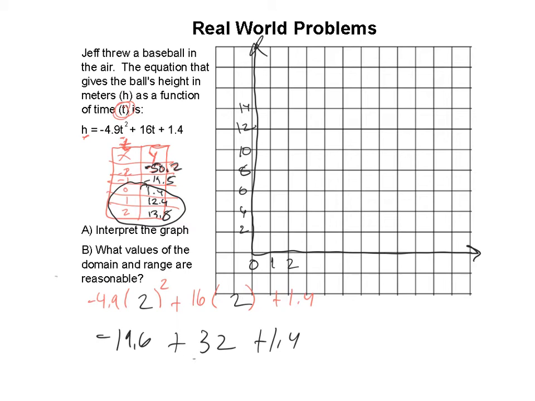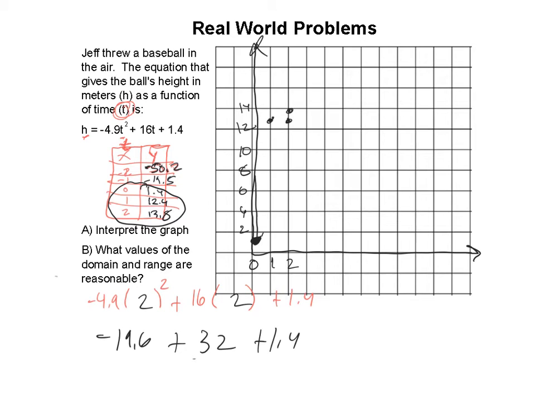So 0, 1.4. Makes sense. If someone's holding a ball, it's going to be held a meter or so in the air, right? 1.4. And then 1, 12.4. It's going to hop way up. So about right here. 2, 13.8. So, whoops, sorry, I got that on the wrong line. Let's move that over. 2, 13.8.